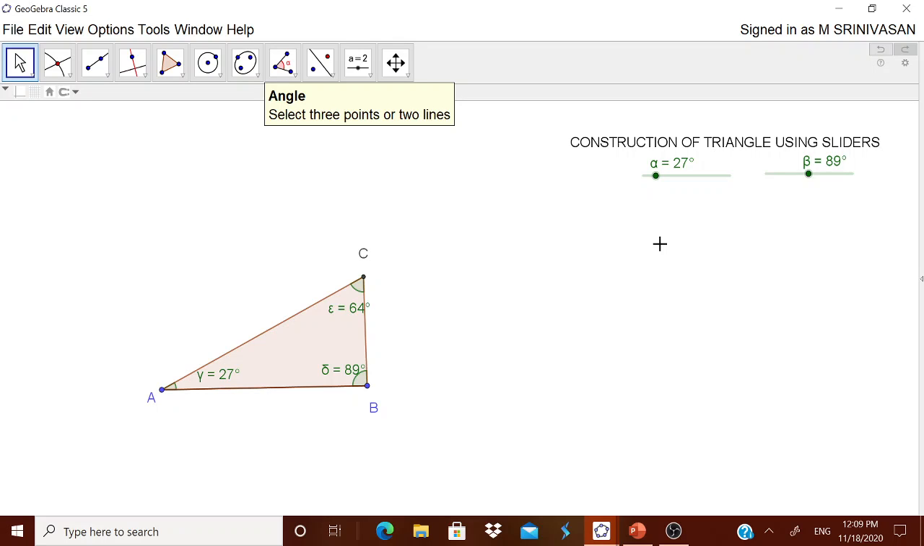Now the angles of a triangle are under your control. You are fixing the range for it, from which number to which number, and by moving it you are getting different triangles. This is the important thing about the slider. With the slider we can change the value of anything. You can change the value of an angle or the value of any number or any integer, and then you can go on to explore so many things out of it. Thank you.